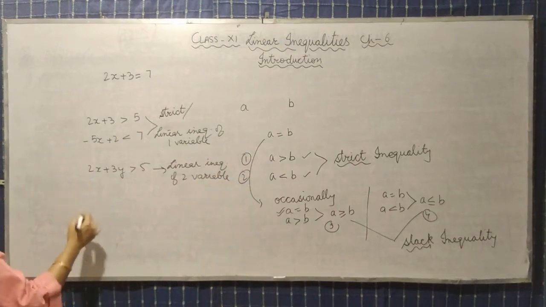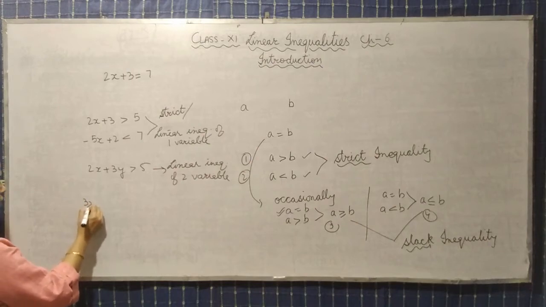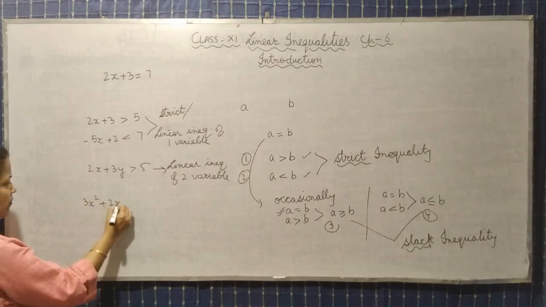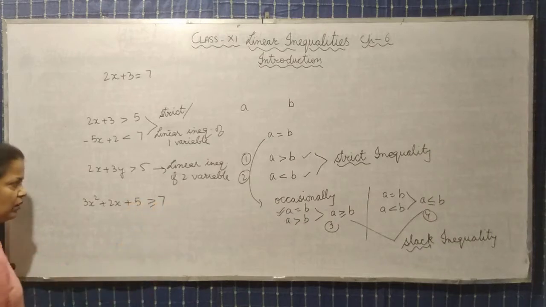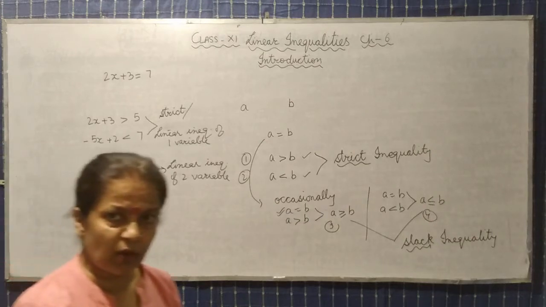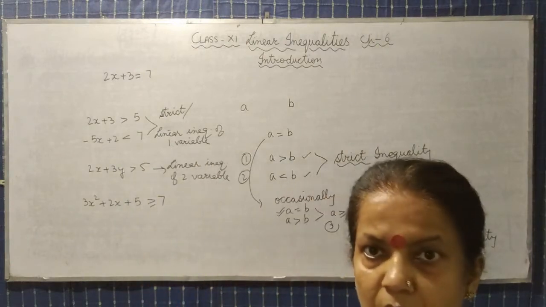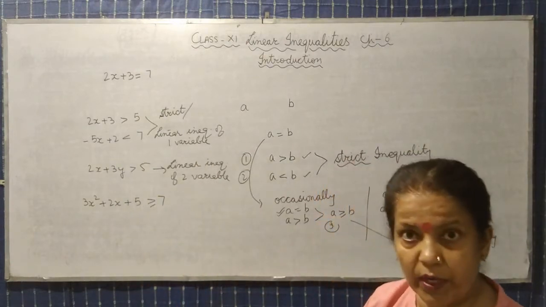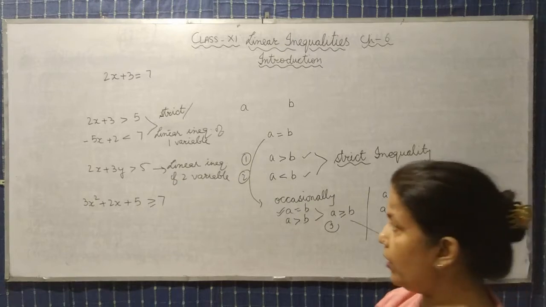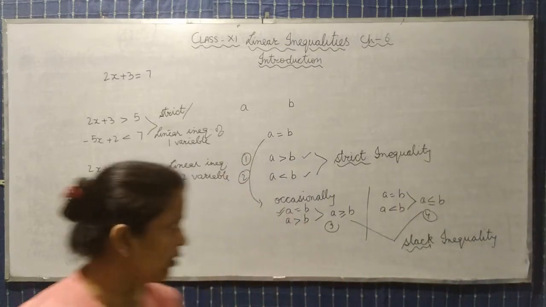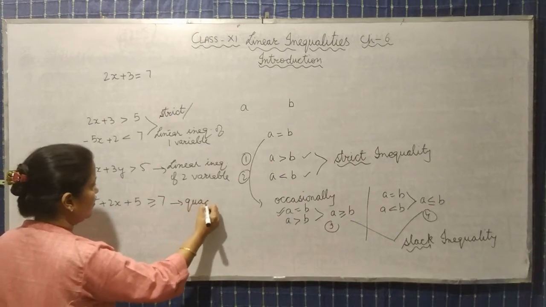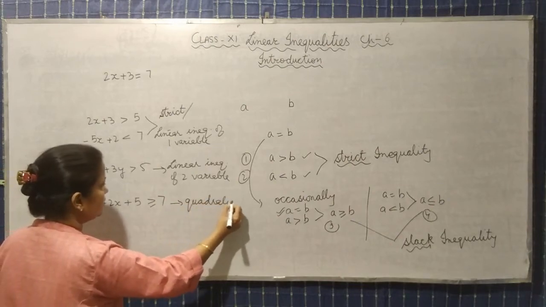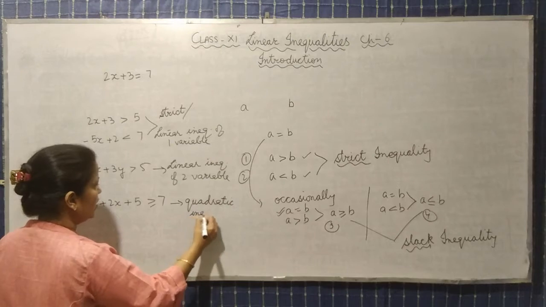Okay. So I am taking one more example. Suppose that this is the term, expression ऐसे लिखा है. So what type of inequality is it? This is quadratic inequality.